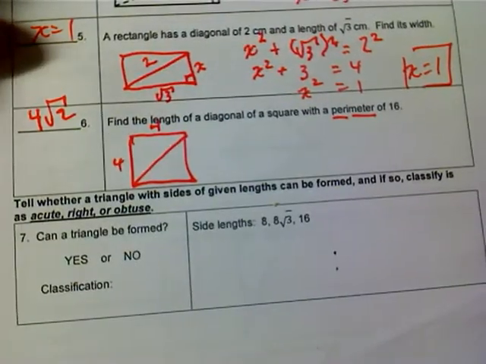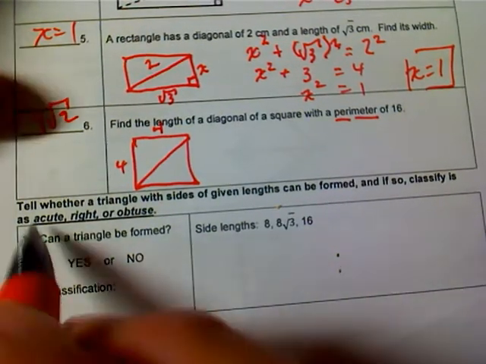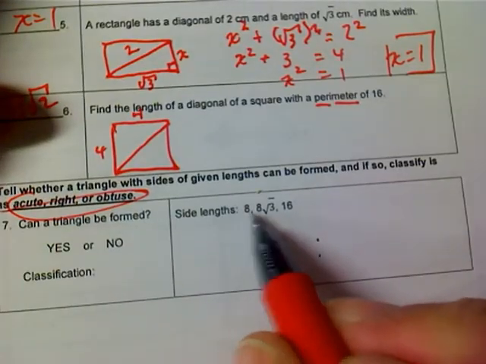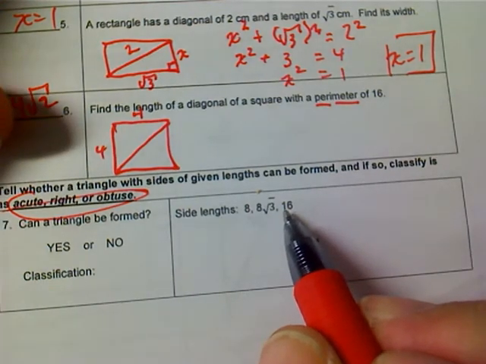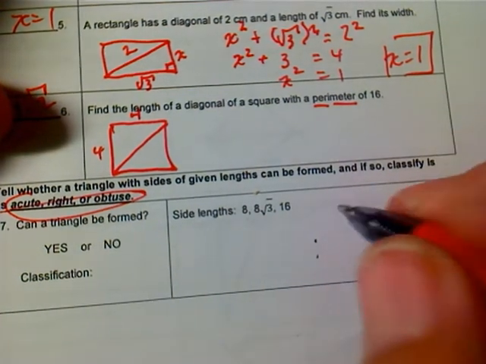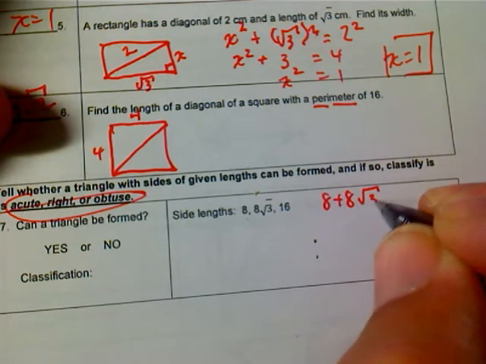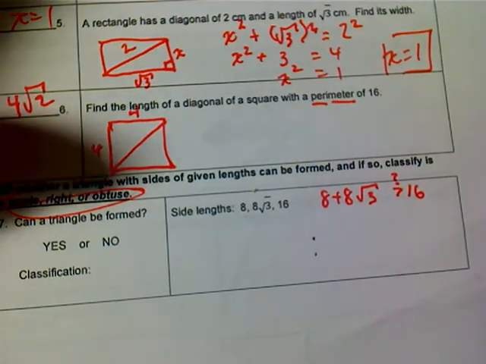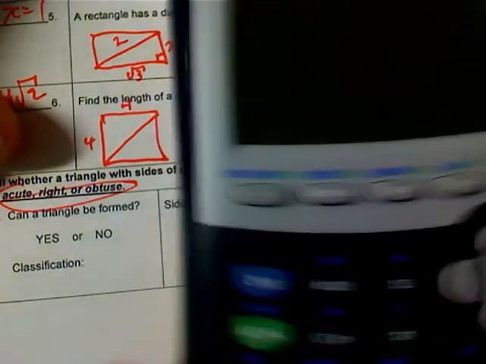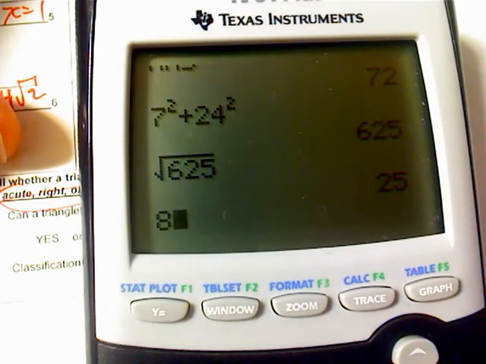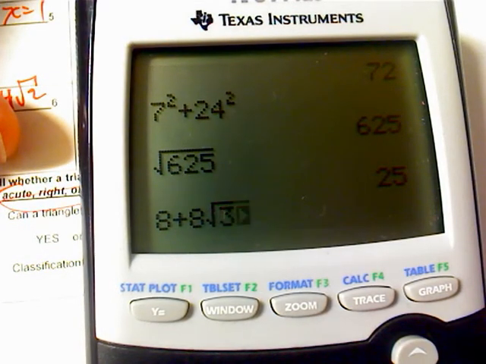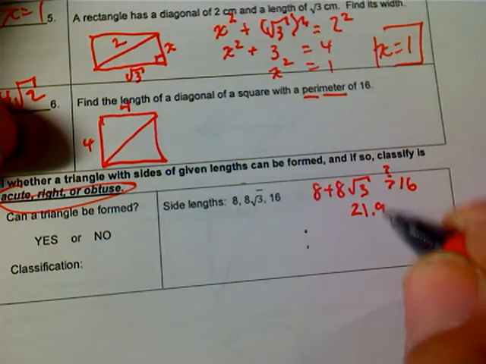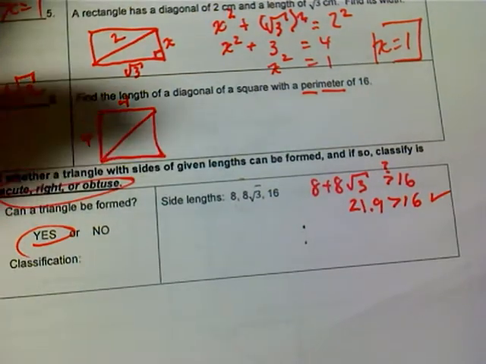Now in this next section, we want to see if we can make a triangle, and if we can make a triangle, is it acute, obtuse, or right? So the first thing is I want to know, do the two small sides add up to be more than the third side? So is 8 plus 8 square root of 3 going to be more than 16? I'll put a little question mark there. I don't know. Let's grab a calculator and see. 8 plus 8 root 3. Oh yeah, that's 21.9. 21.9 is bigger than 16, so the answer is yes.